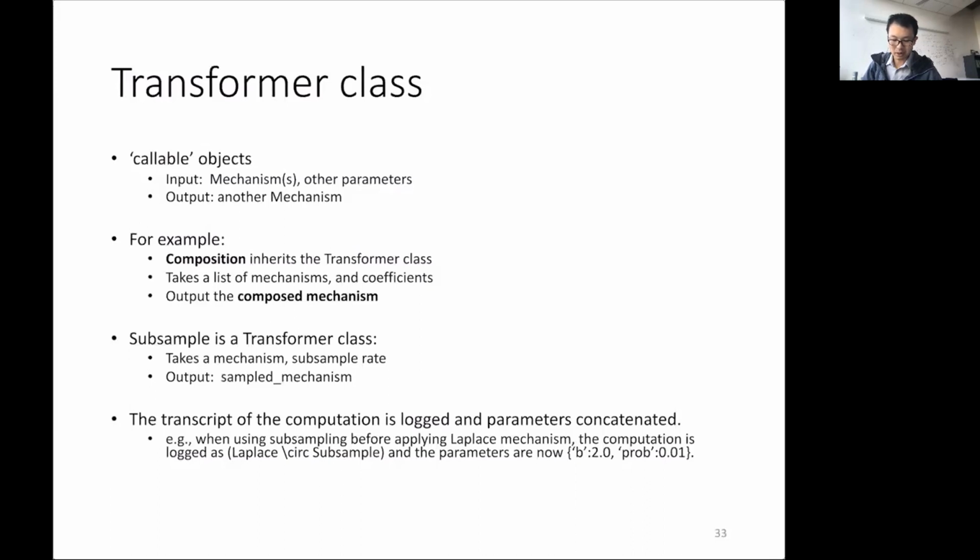For instance, if we do a subsample Laplace mechanism, then the name will be automatically created by saying that this is Laplace composed with a subsample. And this symbol means that you first subsample your data set before you apply the Laplace mechanism to the randomly sampled subset. On the other hand, for post-processing, the transcript that will be created shows the post-processing after applying the Laplace mechanism.